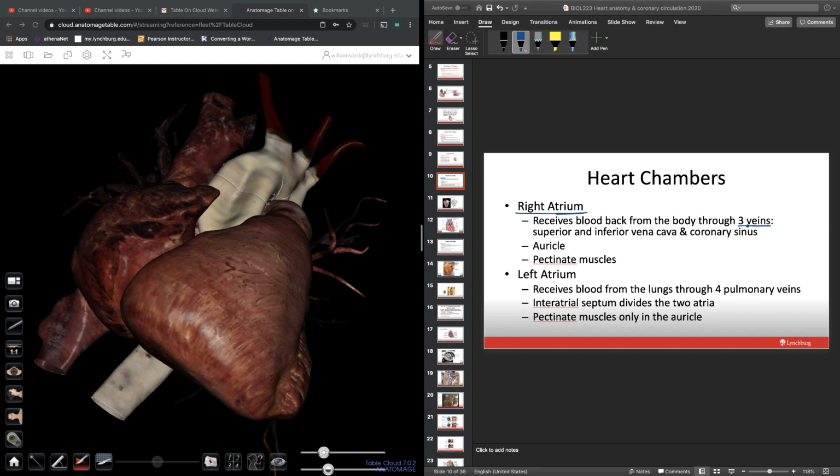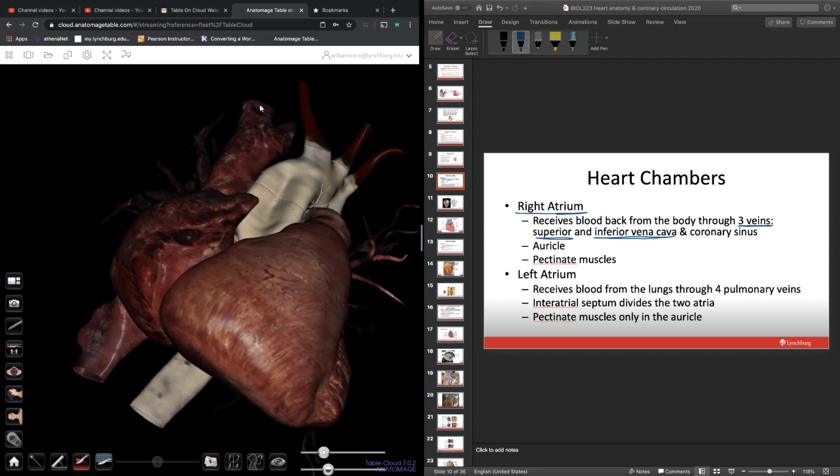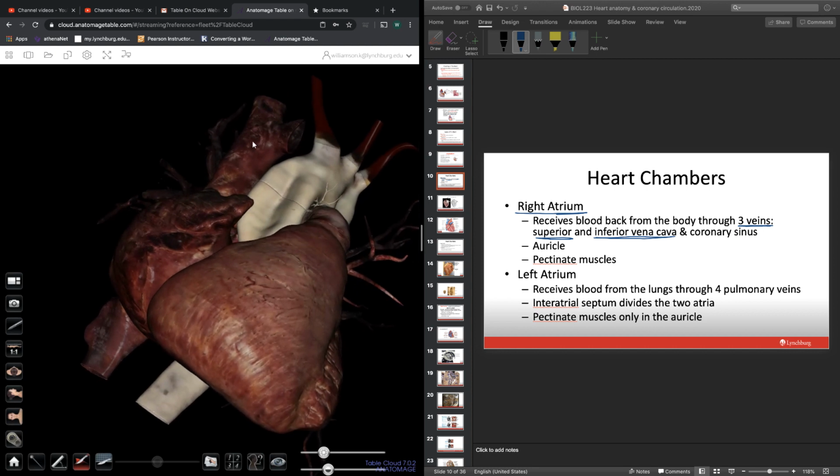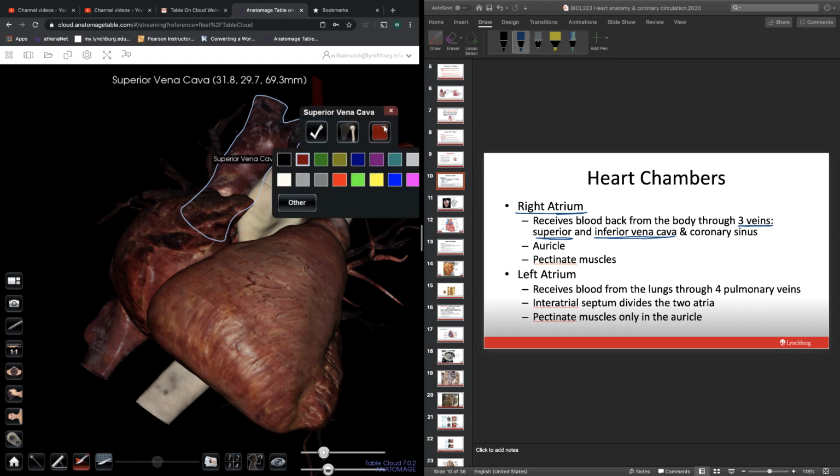I'm going to highlight these in blue because that's typically how we look at them. So we've got the superior vena cava and inferior vena cava that are going to drain into the right atrium. If we look at the image here, we can see these vessels. Coming from the top, this is going to drain venous blood from the head and the upper extremities. This is the superior vena cava, and I can come in and flat color this blue.